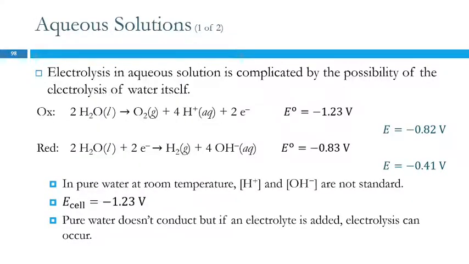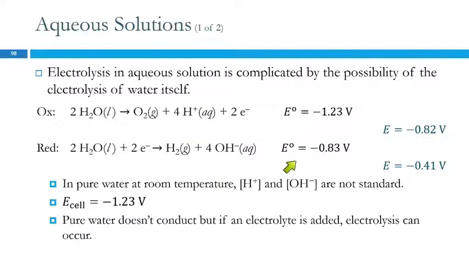In aqueous solution, we've got the added factor of the possibility of water being electrolyzed. So water can undergo an oxidation to form hydrogen ions and oxygen gas. It can undergo a reduction to form hydrogen gas and hydroxide ions.